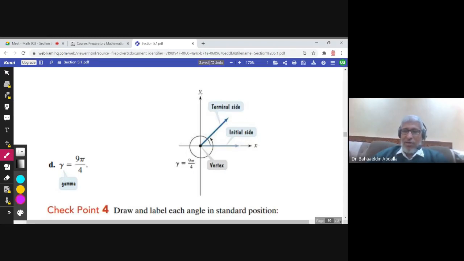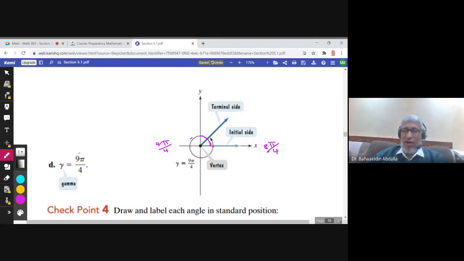This is 0, pi over 2. This is pi, which is 4 pi over 4. And this is 2 pi, which is 8 pi over 4. So you start from here. You complete one rotation. You reach 8 pi over 4.